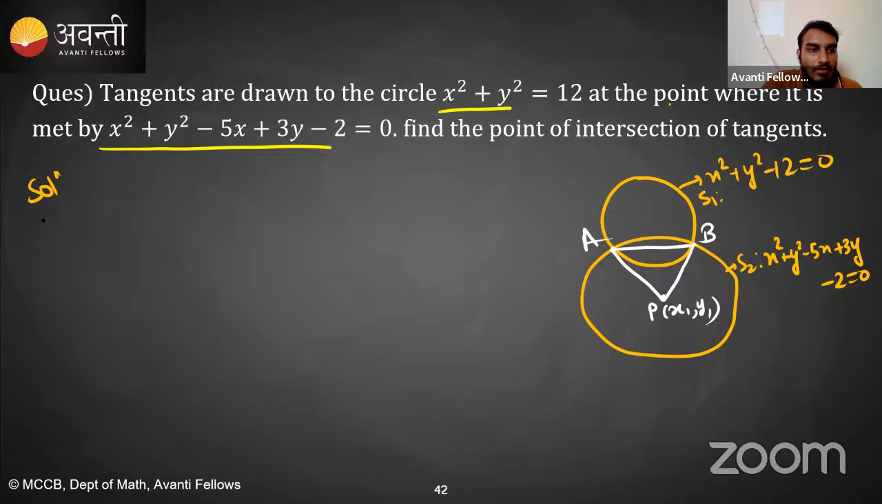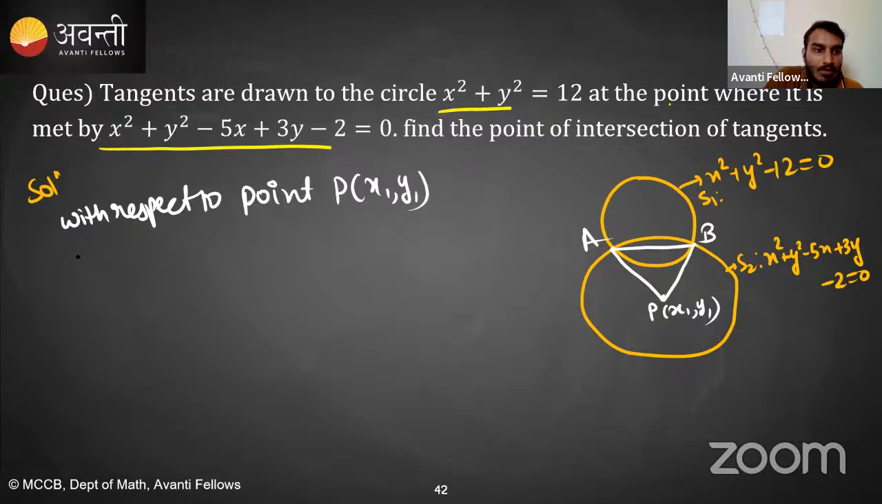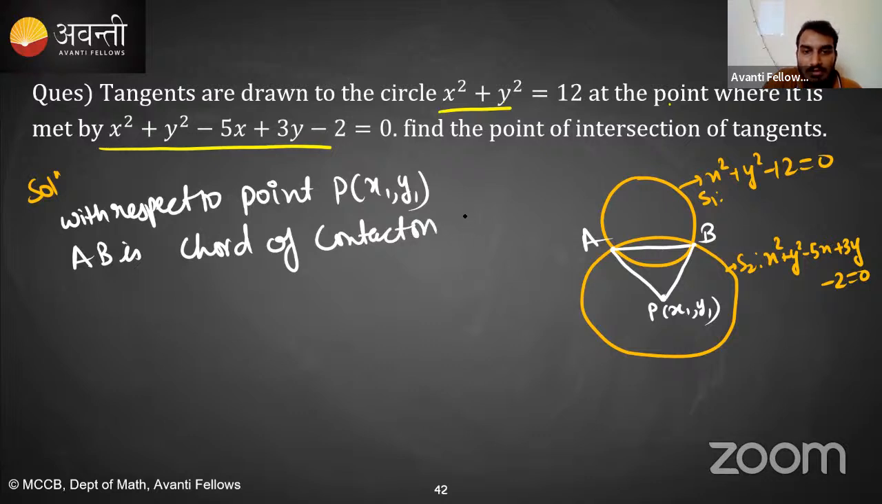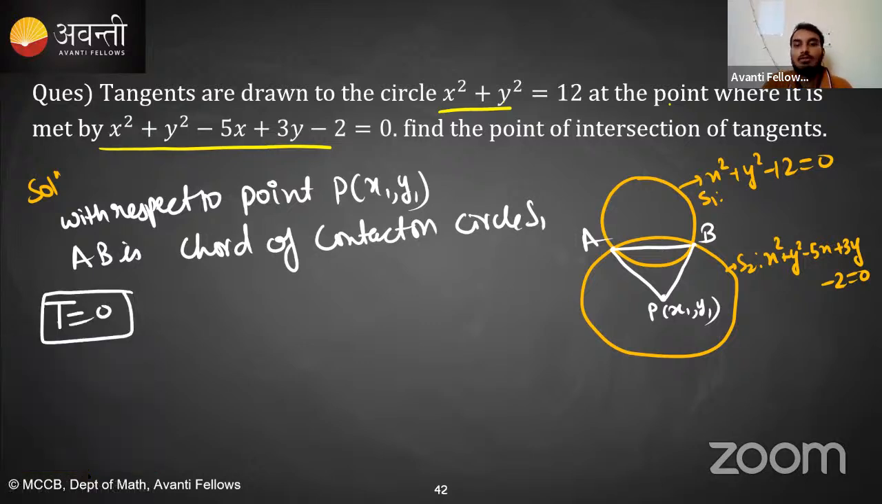First of all, with respect to point P, which is x1 comma y1, AB is a chord of contact on circle S1. Yes or no? AB is behaving like a chord of contact with respect to this point on the circle S1. So what is the equation of the chord of contact? T equal to 0, right? We have already discussed that the chord of contact is T equal to 0. So what is the equation of the chord of contact?